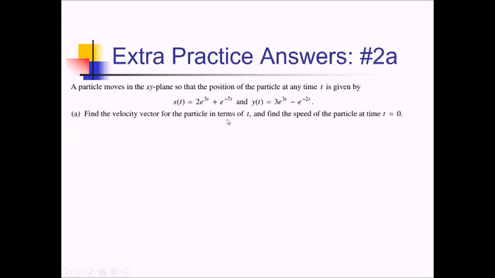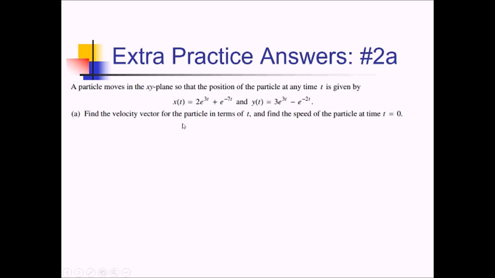For this free response, no calculator free response, we have a particle moving around with an x and y parametric function given as follows down here. For our first task, we want to find the velocity vector in terms of t, and also the speed at time 0. So these work together here. We're going to need the velocity vector to get the speed anyway, especially since we're not allowed to use a calculator on this.